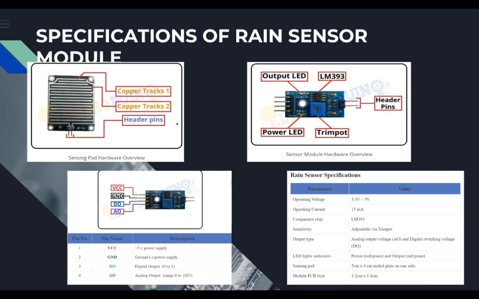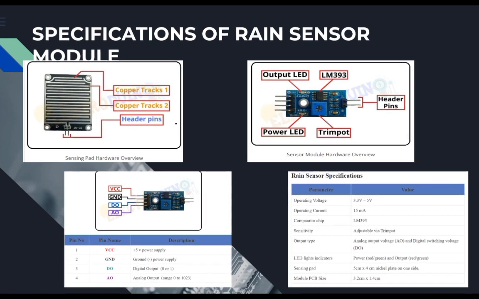Here are the specifications of the rain sensor module. The first figure shows the sensing pad hardware overview. The second figure shows the sensor module hardware overview. The third figure shows the specifications of the pins of the sensor module. And the fourth figure shows the rain sensor specifications. Now Saksham will continue with the principle and further explanation.